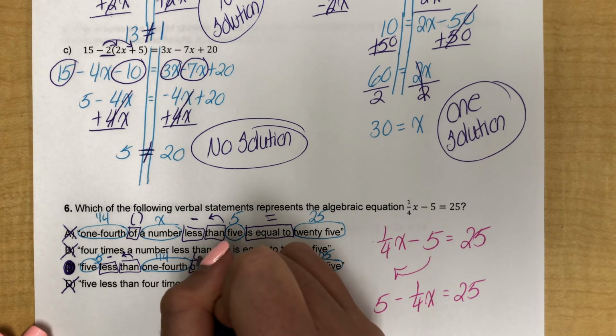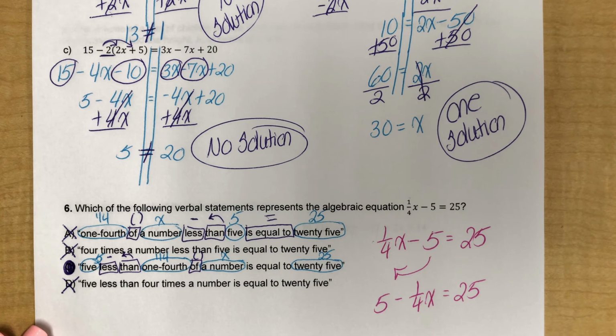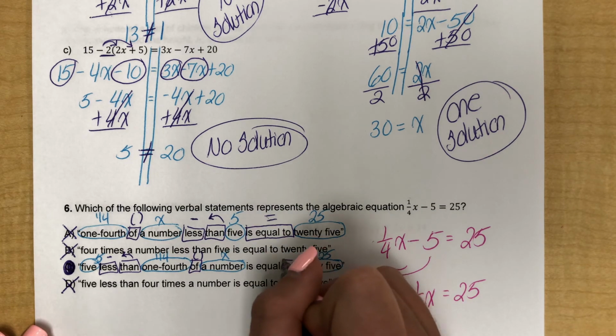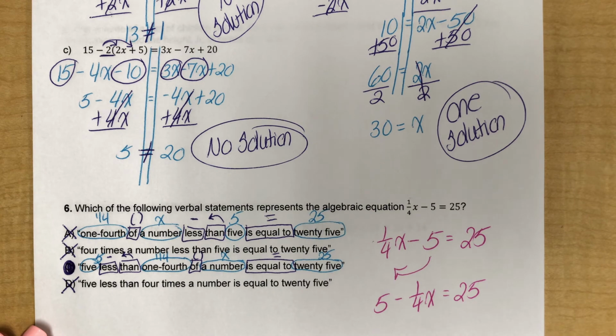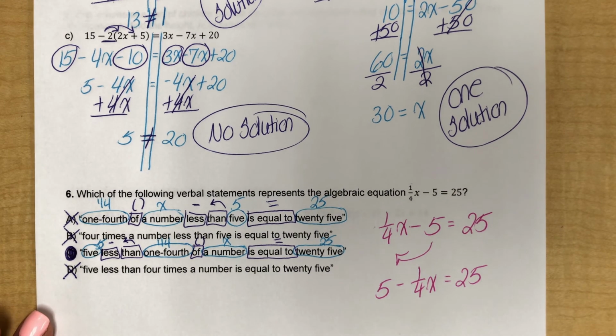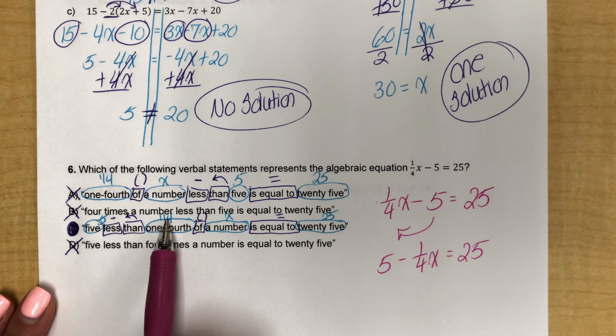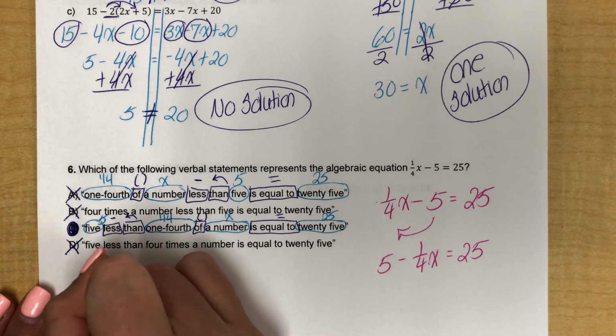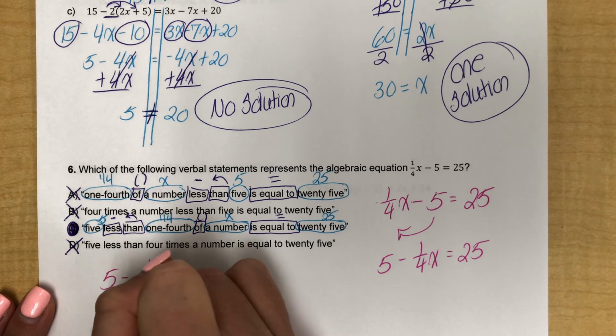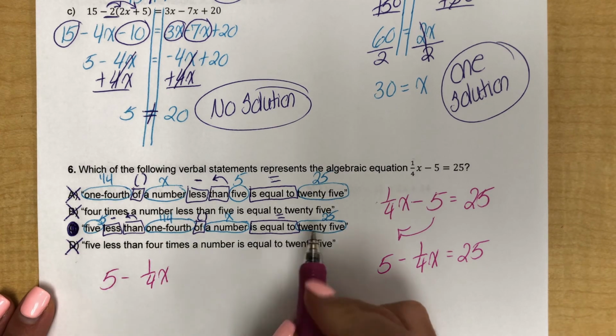Of is a multiplication word, so I'm using parentheses to show that. And then "is equal to," well, that just means it equals. Okay, let's rewrite C. 5 minus 1/4 times x. 5 minus 1/4 times x equals 25.